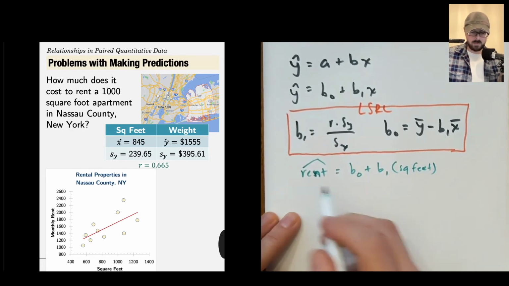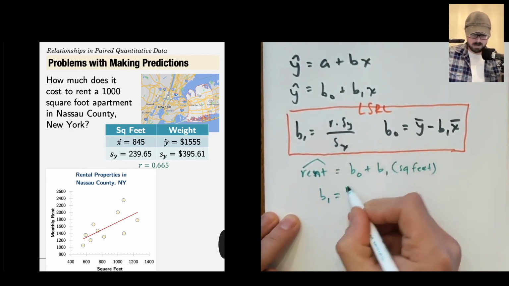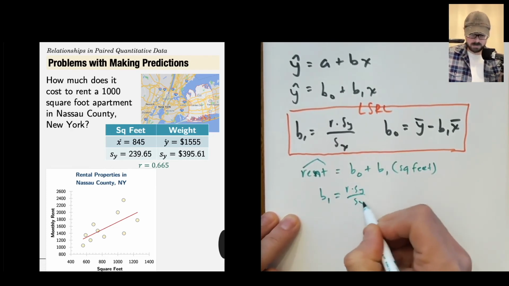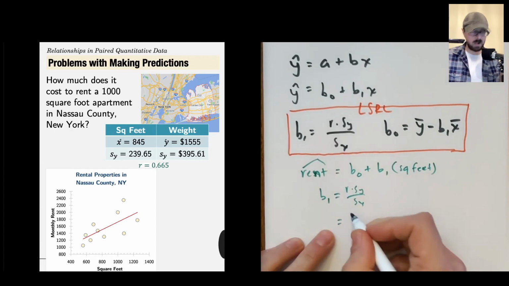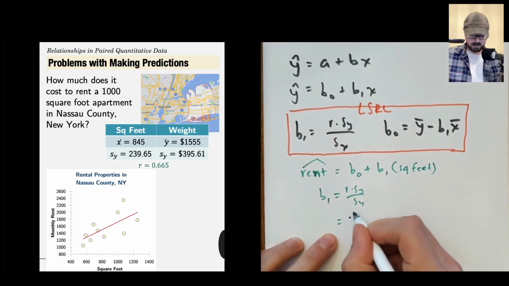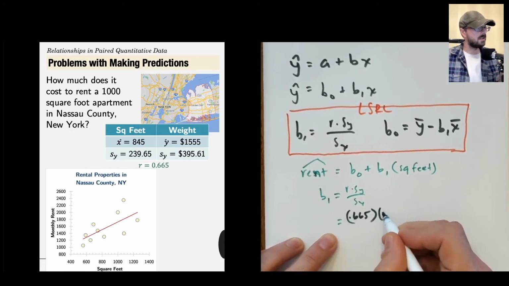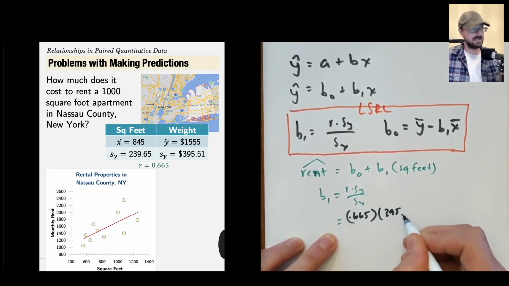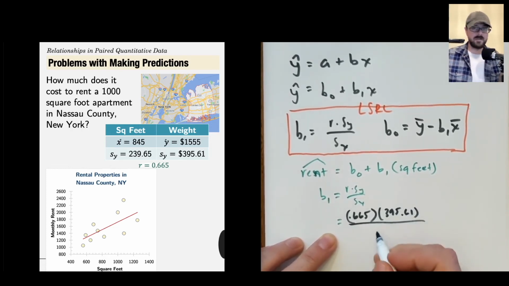We can get the slope first, B1, and it's simply going to be R times SY over SX. So let's plug in some values here. What do we got? R was 0.665. The standard deviation of Y, the standard deviation of the rental prices, not the weight.